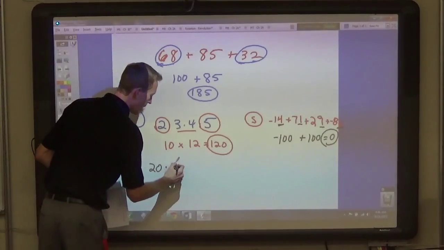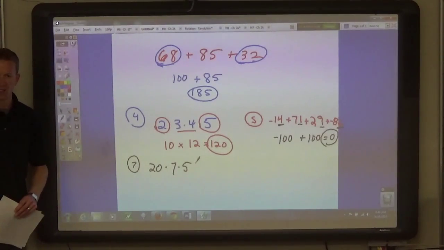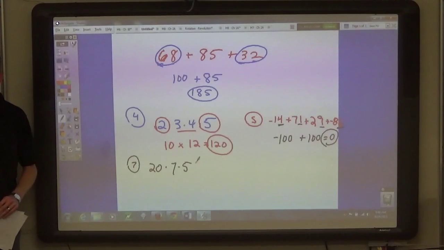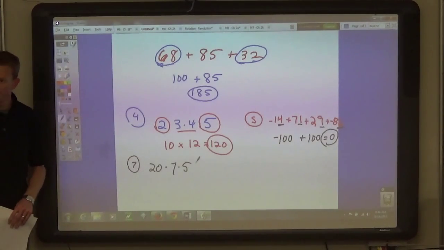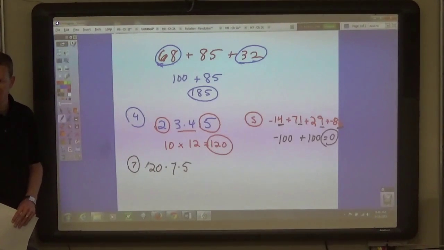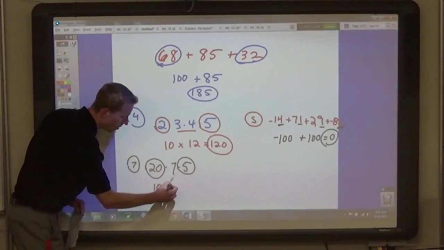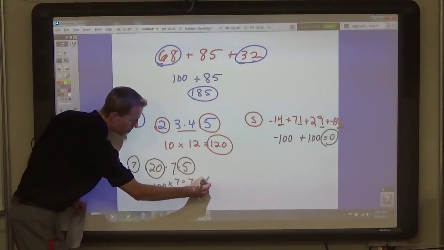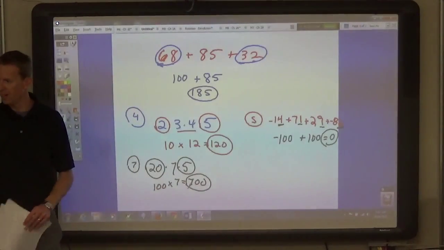Because I want you to show them in a certain way because you're learning a process, okay? Combine the numbers to make a 10 or 100 or 1,000. Which numbers combine in this one, Adam? 20 and 5 make 100. So circle 20 and 5 and write 100 times 7. Write the answer. Okay?